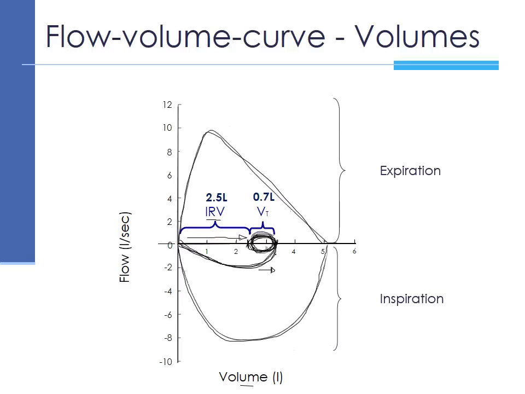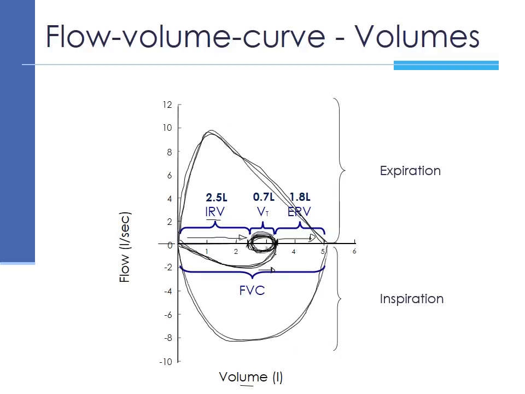And since expiration was taking place in this direction, this area would represent the expiratory reserve volume. In this case, it would be about 1.8, because remember we said this is 3.2. So the difference between 3.2 and 5 gives us 1.8 liters. Once again, it's a volume, so we're reading it off of the x-axis.